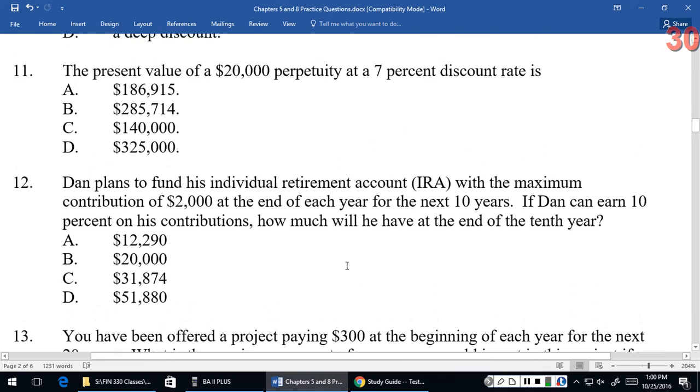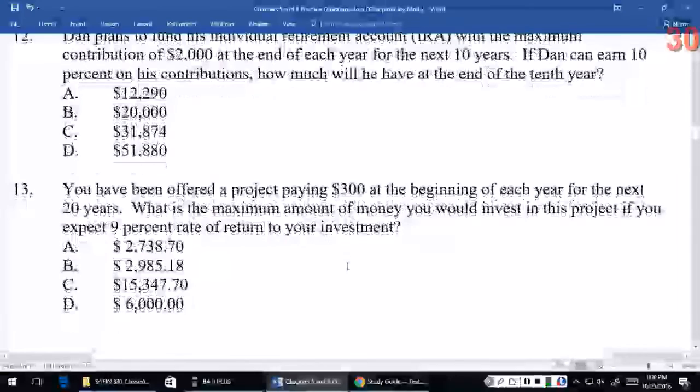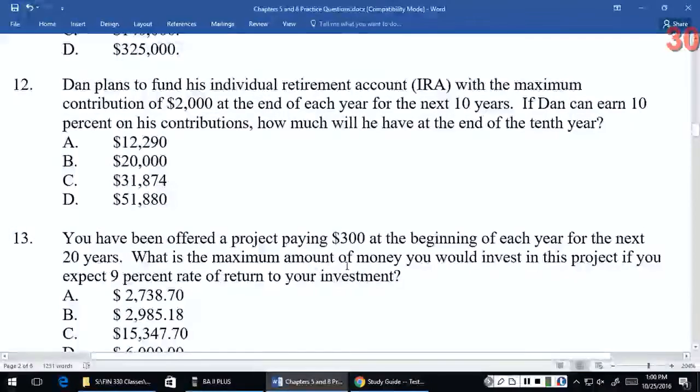Okay, number 12. I think we might have had this on a quiz. Dan plans to fund his individual retirement account with the maximum contribution of $2,000 at the end of each year for the next 10 years. If Dan can earn 10% on his contributions, how much will he have at the end of the 10th year?